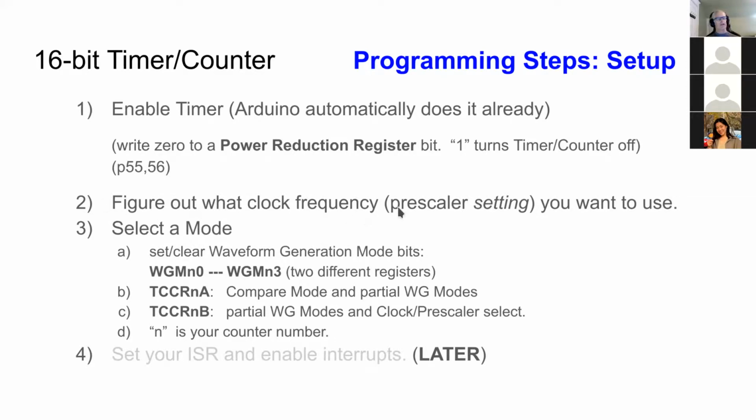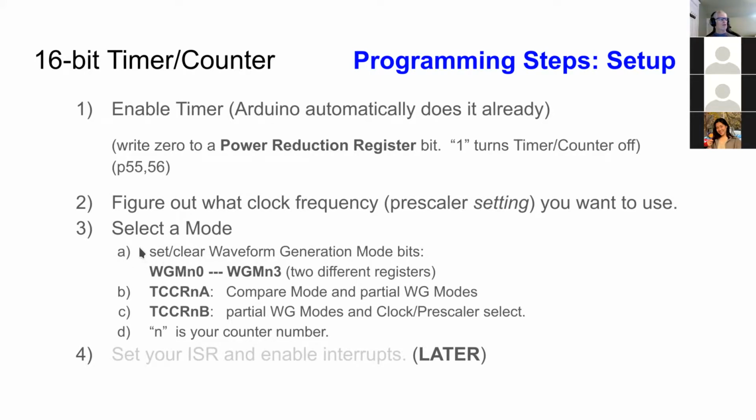Now figure out what clock frequency that is, how you want to set the prescaler. Do you want to divide by 8? Do you want to do 16 megahertz? Do you want to divide by 1024? You'll need to think about that to cover the frequencies that you want to output. And then we select a mode. So I think more like you're going to either use fast PWM and set a 50% duty cycle, or you're going to use CTC mode. Those are the simplest and most practical modes for what we need to do.